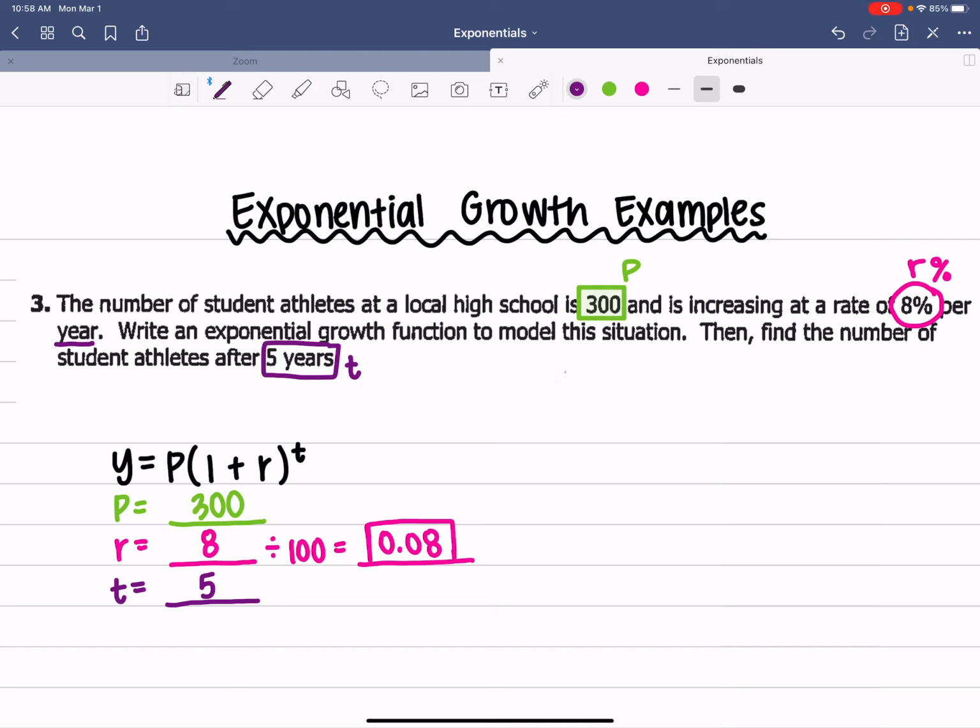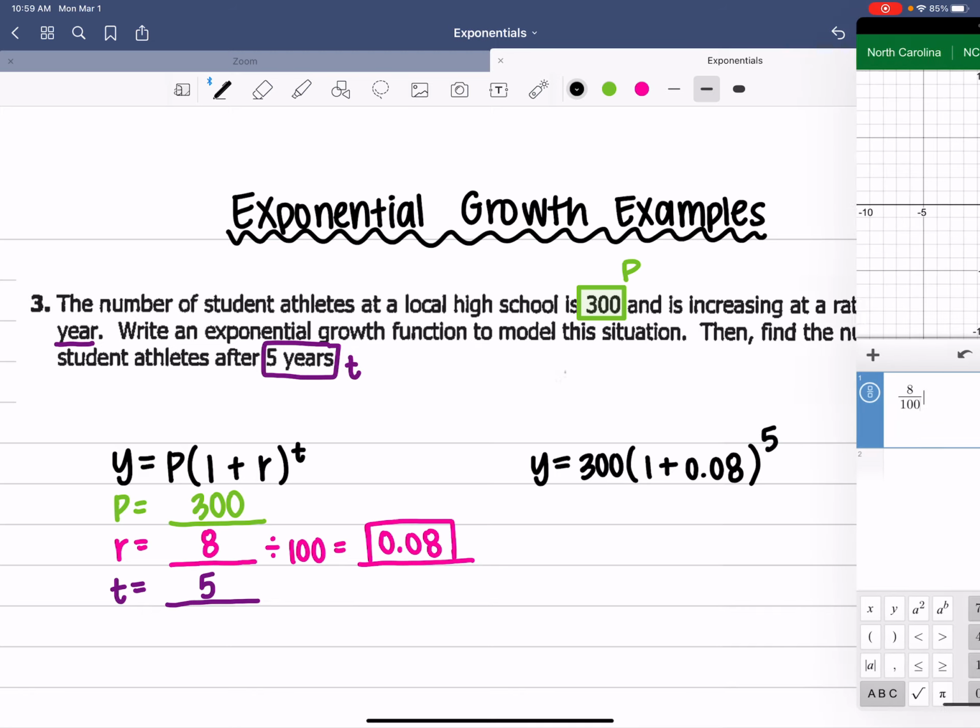Right, so we're going to take our equation and substitute in this information that we have now. So y is equal to the initial value of 300 times 1 plus the growth rate as a decimal, so 1 plus 0.08 raised to the power 5.